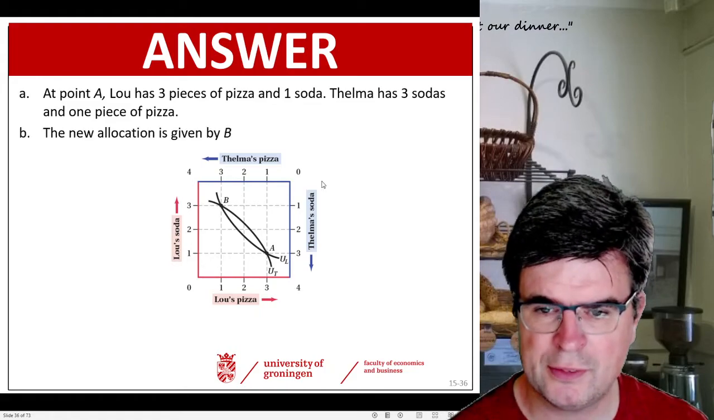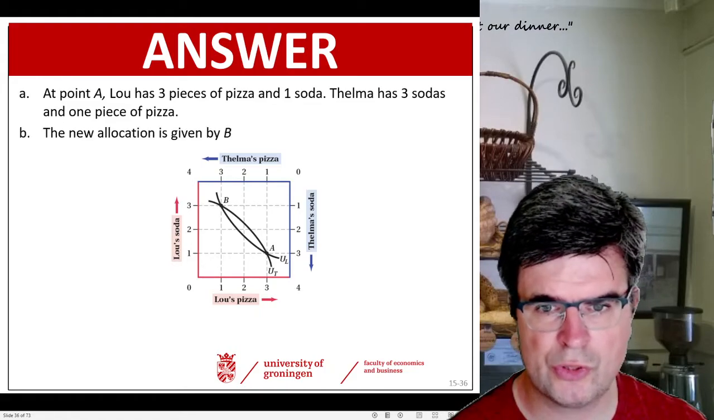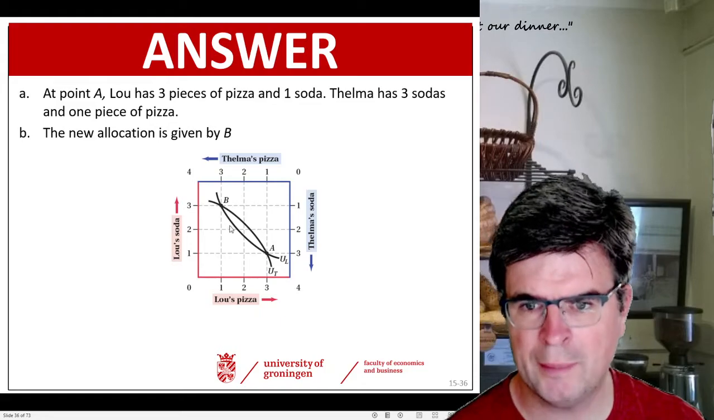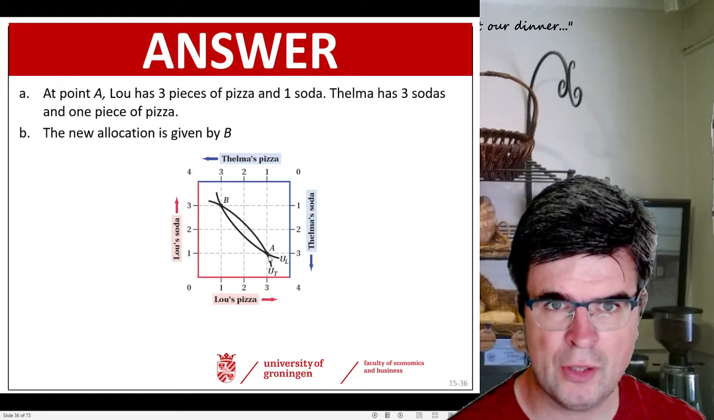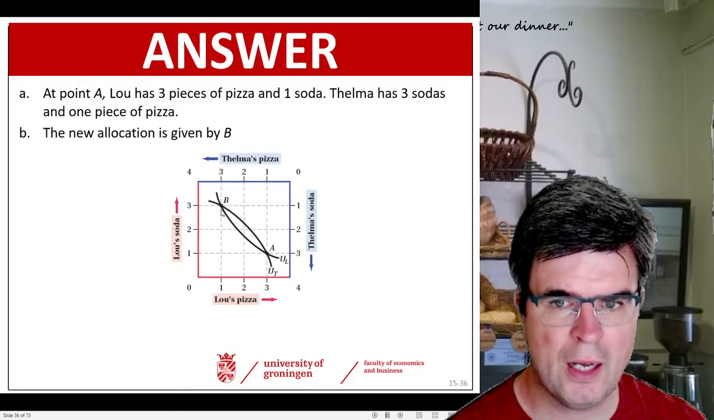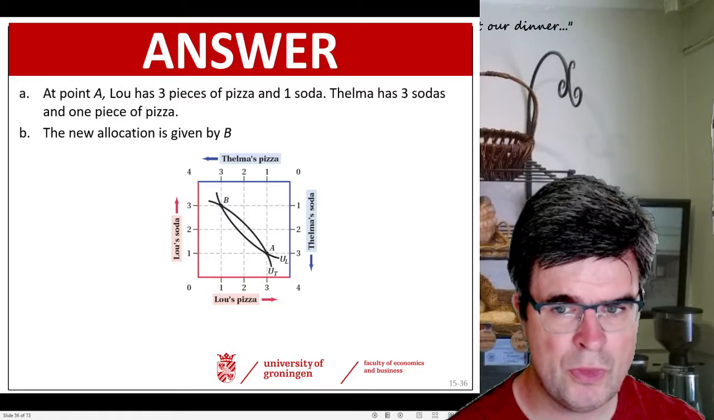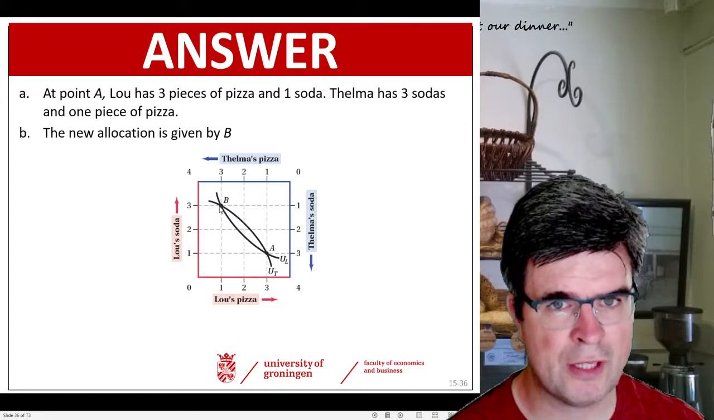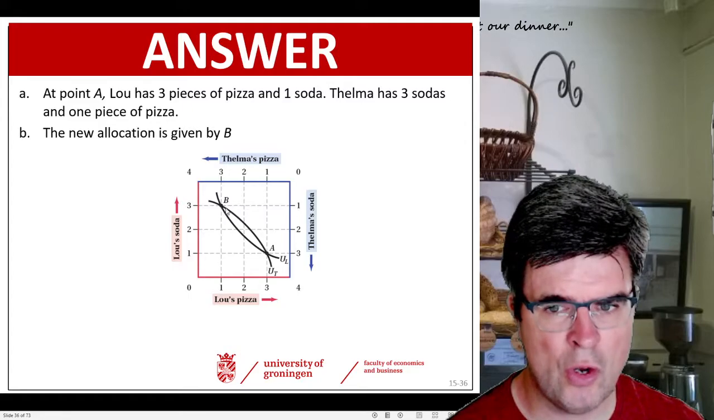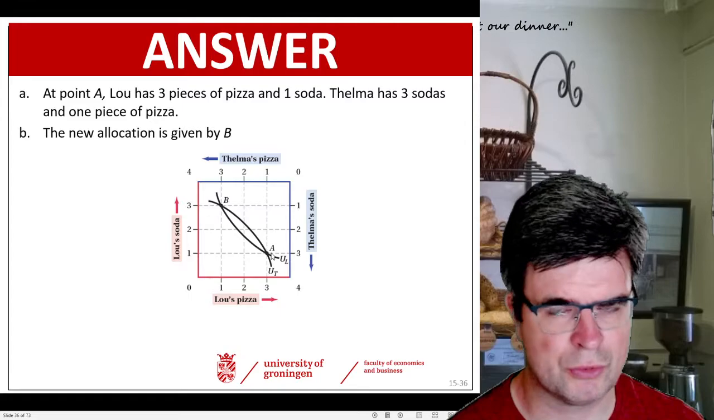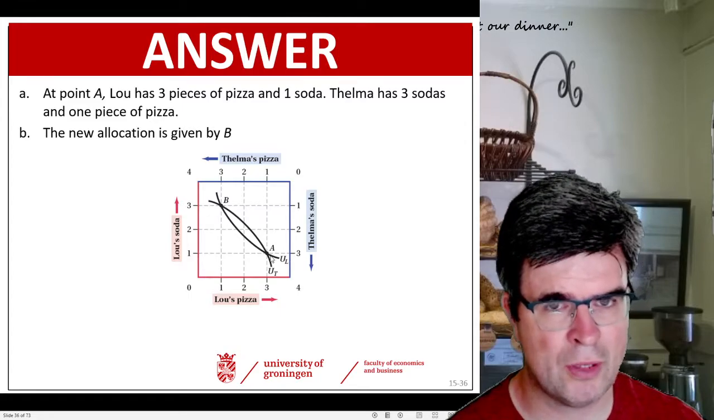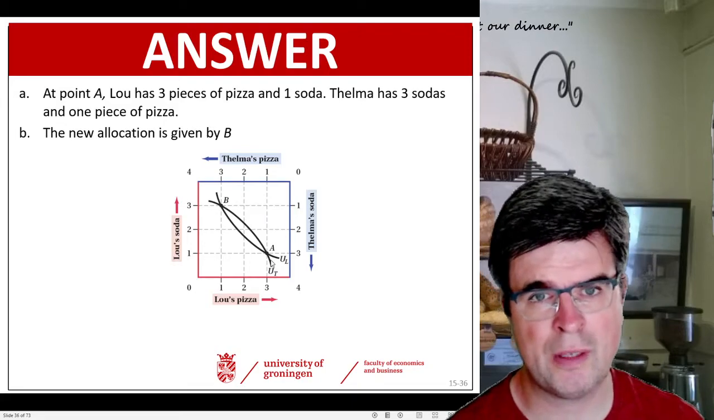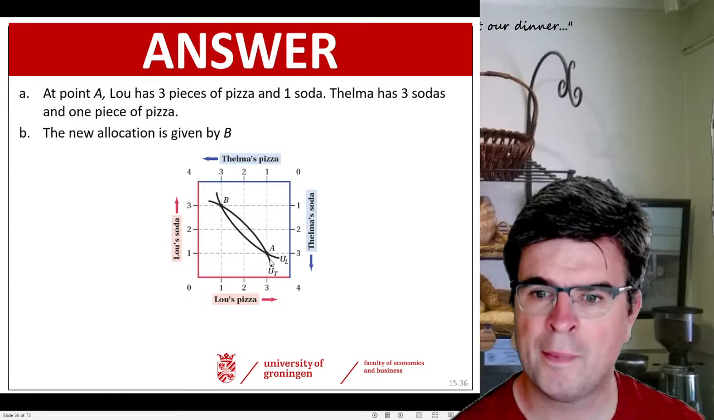And question B is, well, we exchange 2 sodas from Thelma to Lou and 2 pizzas from Lou to Thelma. So we go from allocation A to allocation B. Is that a Pareto improvement? No, not really, because these both allocations have in common that Thelma and Lou are on the same indifference curve. So no one gets better off, no one gets worse off, but it's not a Pareto improvement in the sense that at least one of them gets better off without anyone getting worse off.